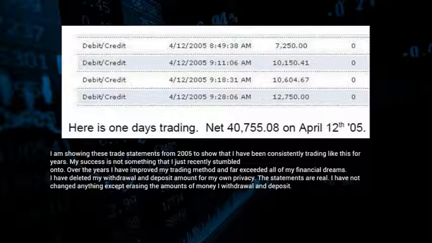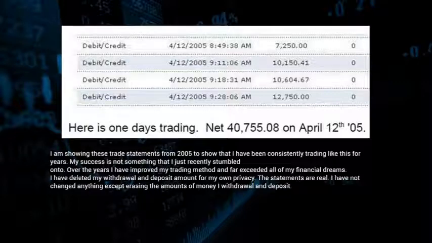This is 1 day's trading. This is in the morning, California time, 8:49. You see I closed that one trade, and then it goes all the way to 9:28 in the morning. And I had a total of 4 open positions. Now, obviously, you can't make one trade of $12,700 on a $15,000 trading account. I was trading a pretty substantial trading account as far as capital goes. And on this particular day, April 12th, 2005, it was very different.